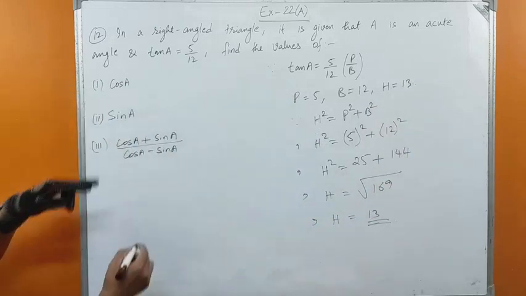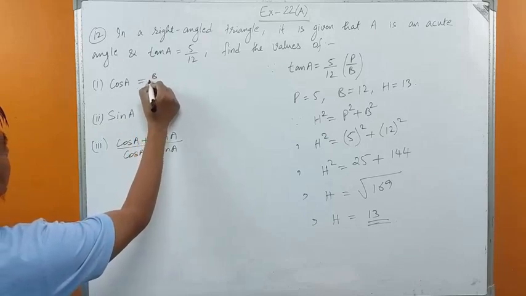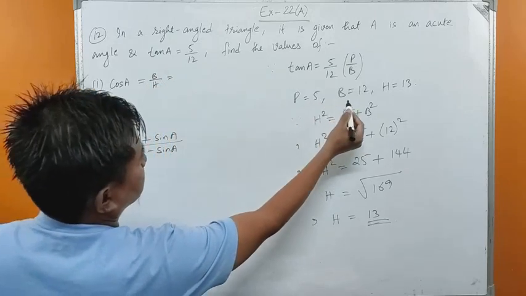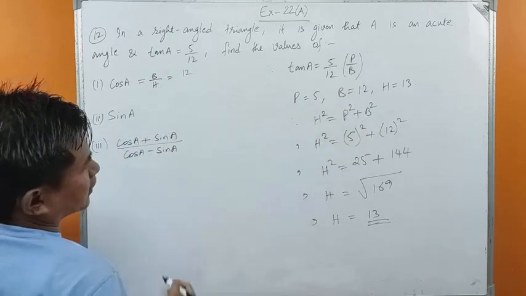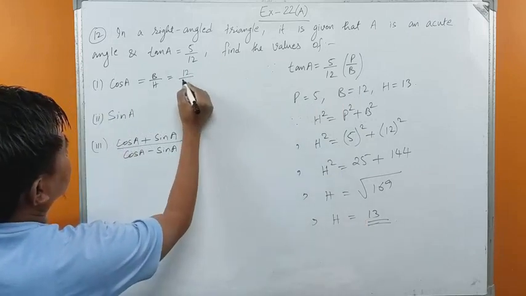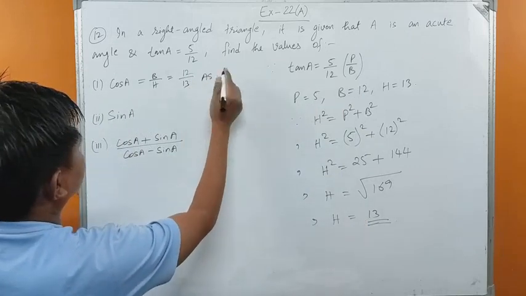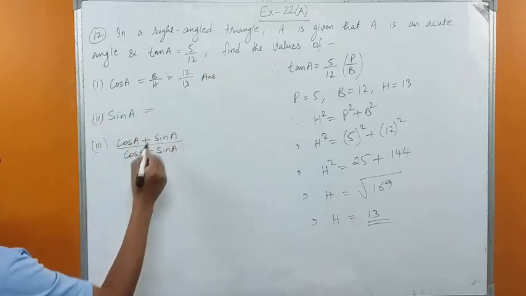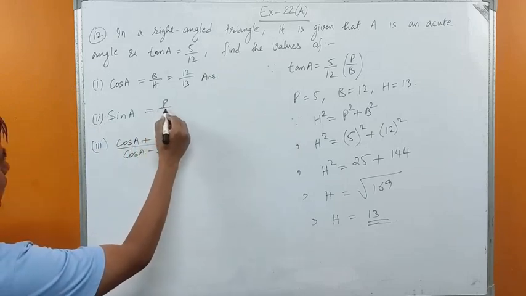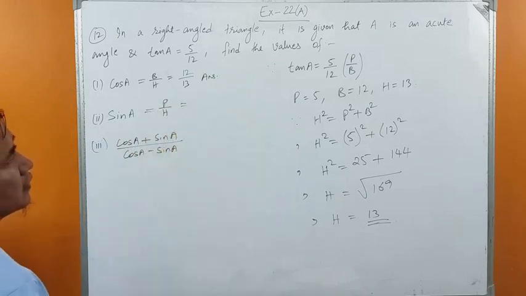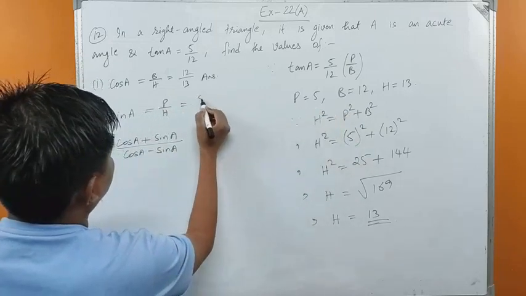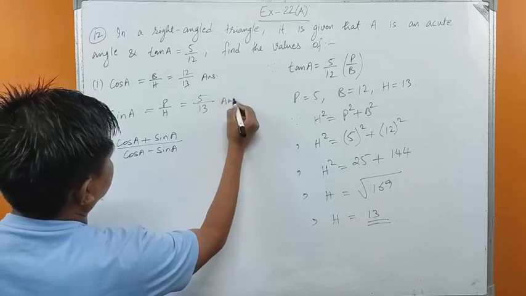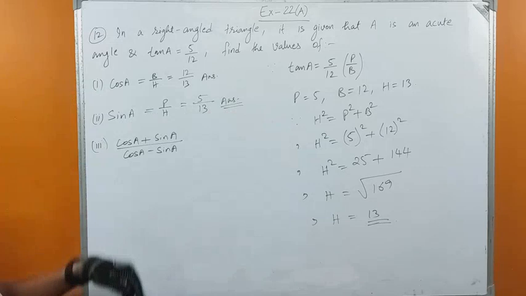Now let us find the value of cos A. Cos A means base upon hypotenuse. Base is 12 and hypotenuse is 13, so the value of cos A is 12 upon 13. What is sin A? Sin A is perpendicular upon hypotenuse. Perpendicular is 5 and hypotenuse is 13, so the value of sin A is 5 upon 13.